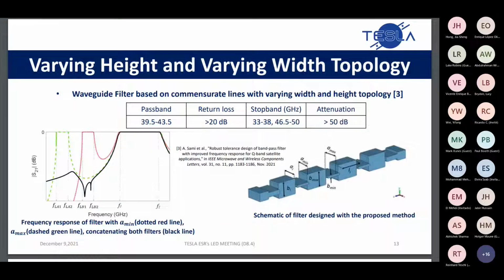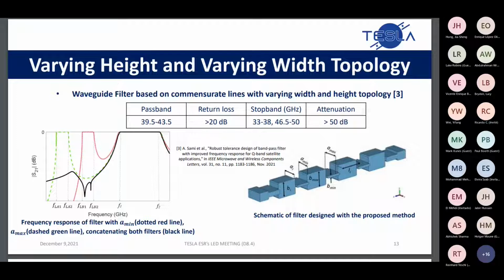Here we have the third example, which we recently published in MWCL, with a topology of varying height and varying width. The technique was based on the same technique which we discussed in the second example, to utilize the first passband replica of the common straight lines. But the novelty in this work is the topology, because here we implemented a varying width and varying height topology.